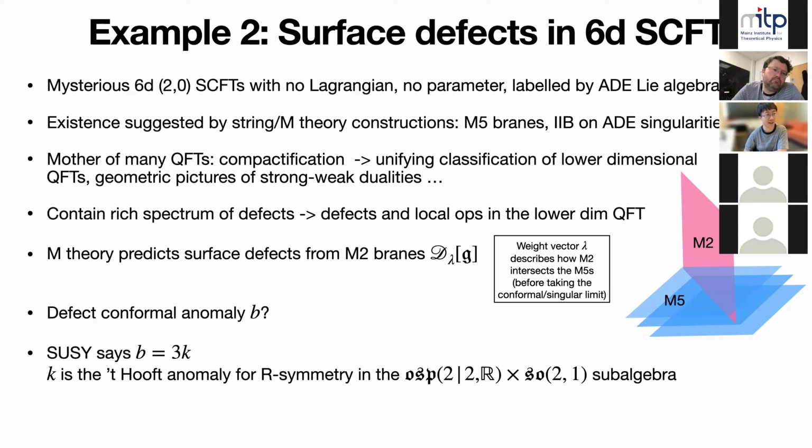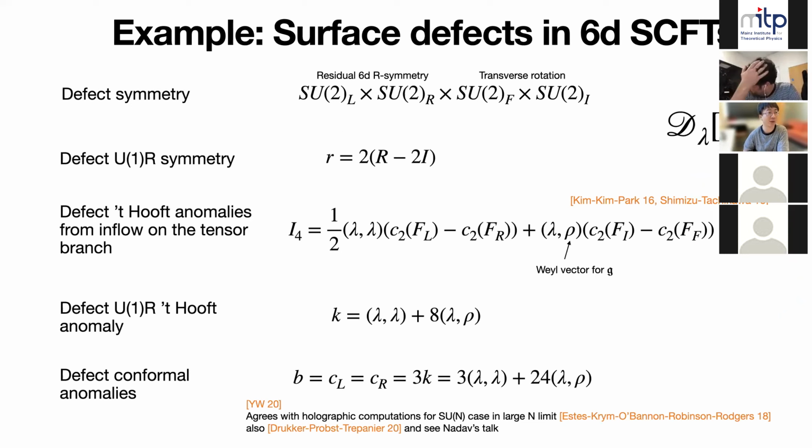And the answer is yes. Again, it's made possible by the relation between the defect conformal anomaly and the defect 't Hooft anomaly for a certain U1 R symmetry preserved by this surface defect. And the way you compute the defect 't Hooft anomaly in this case, because you don't have a Lagrangian description, is to use anomaly inflow in M theory. This is also something you can do directly in the field theory from the 2,0 theory. It was determined by this gentleman that the general 't Hooft anomaly for all the global symmetries preserved by the defect takes the following form.